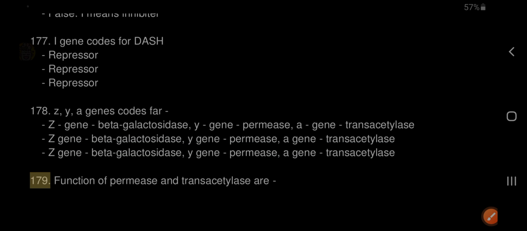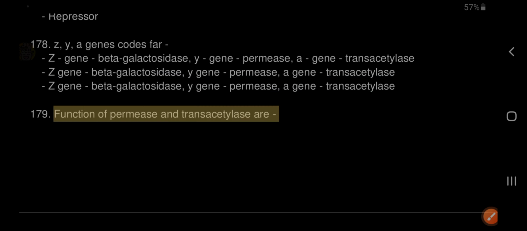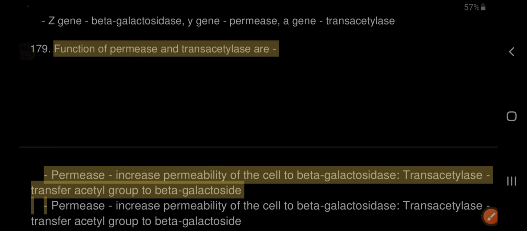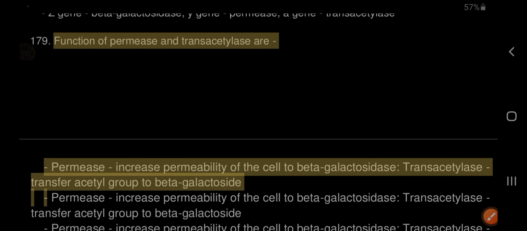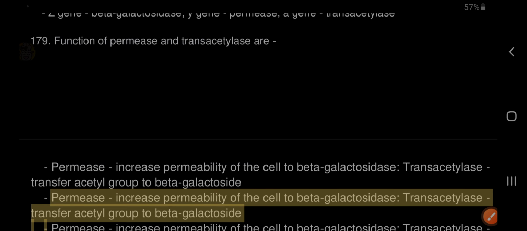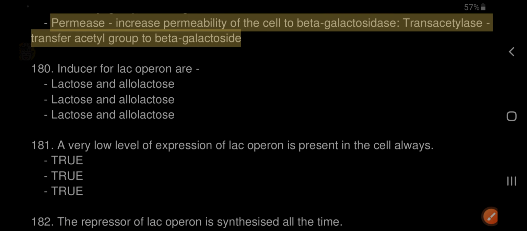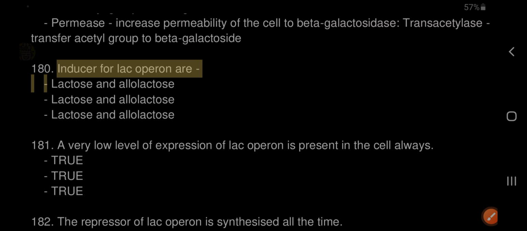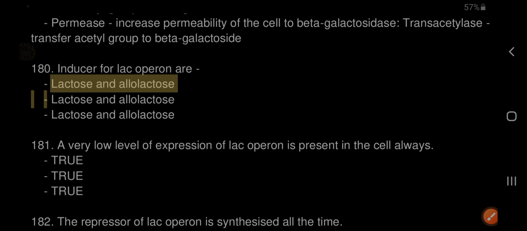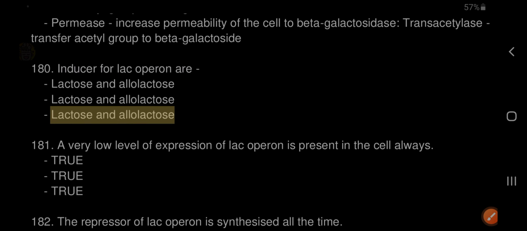179. Function of permease and transacetylase: permease increases permeability of the cell to beta-galactosides, and transacetylase transfers an acetyl group to beta-galactoside. 180. The inducers for the lac operon are lactose and allolactose.